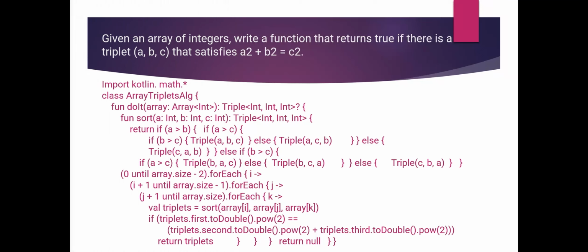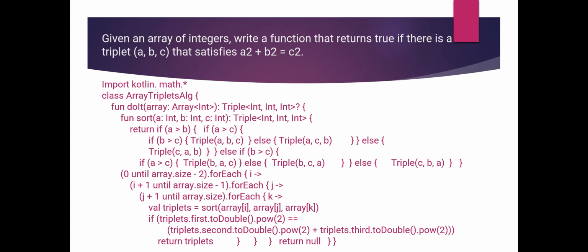Return if a greater than B. If a greater than C. If B greater than C. Triple A, B, C. Else. Triple A, C, B. Else. Triple C, A, B. Else if B greater than C. If a greater than C. Triple B, A, C. Else. Triple B, C, A. Else. Triple C, B, A.